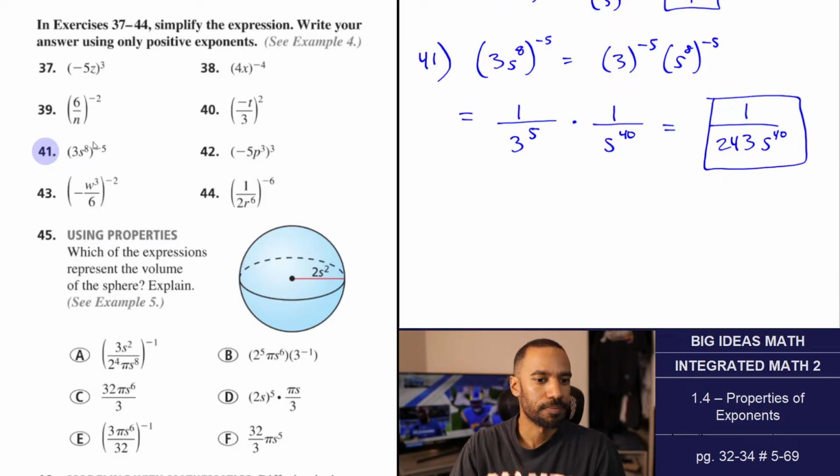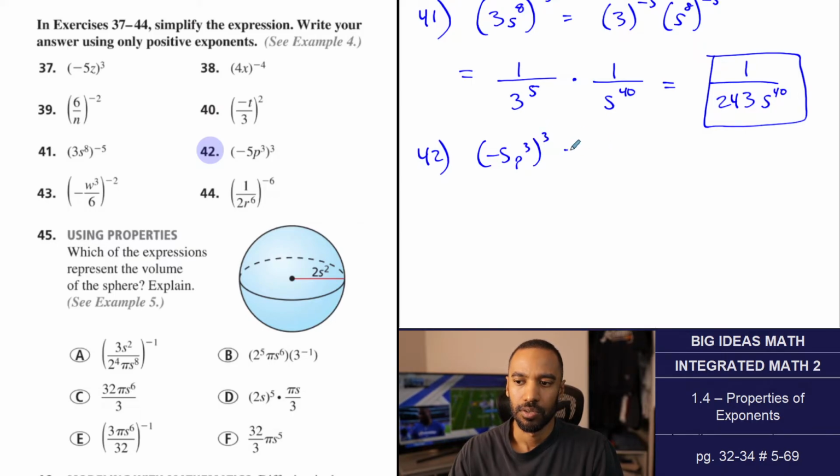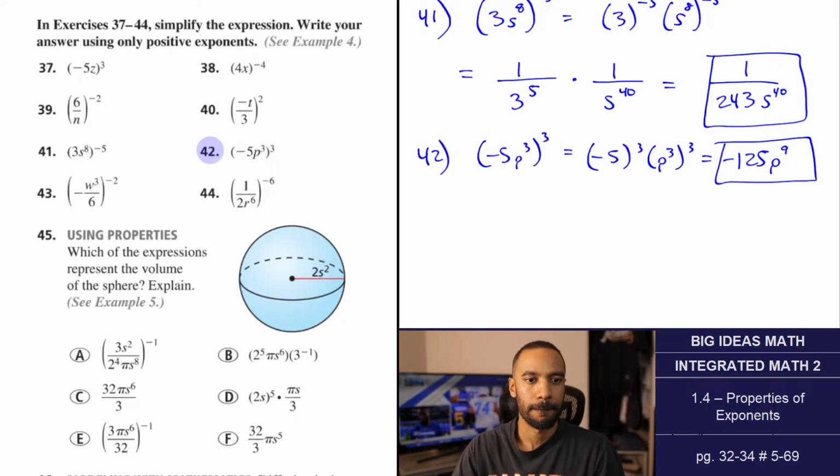Number 42. Negative 5p cubed. Remember to cube the negative 5 as well as the p cubed. Now negative 5 cubed is negative 125. p cubed, you multiply the 3's and you get p to the 9th.